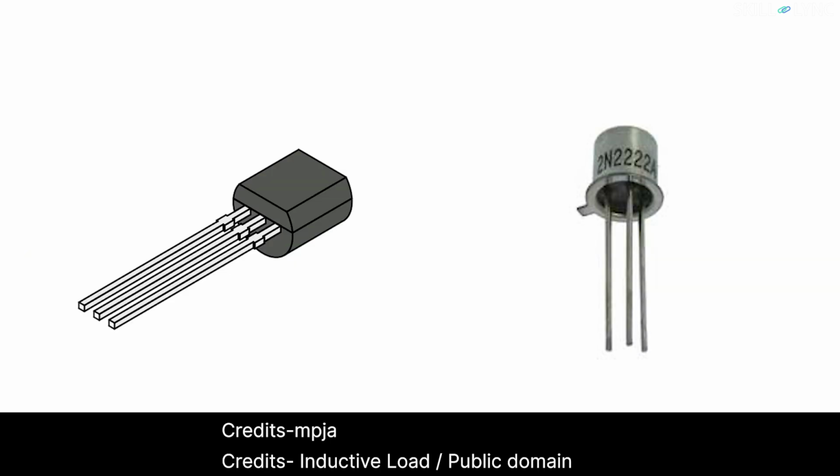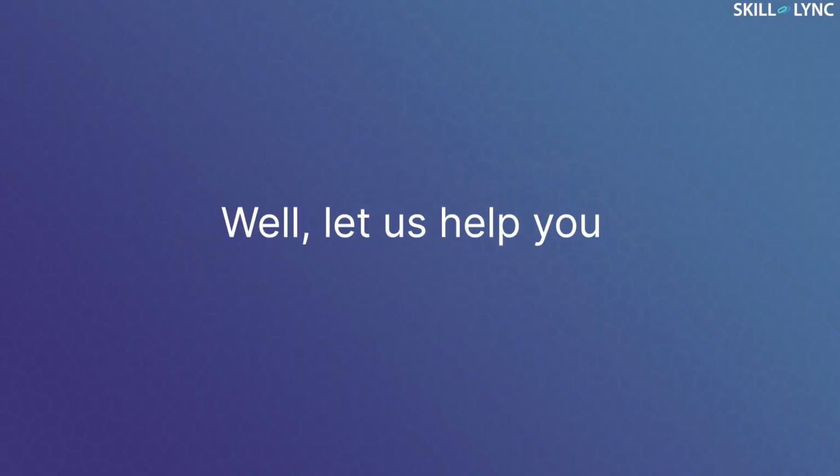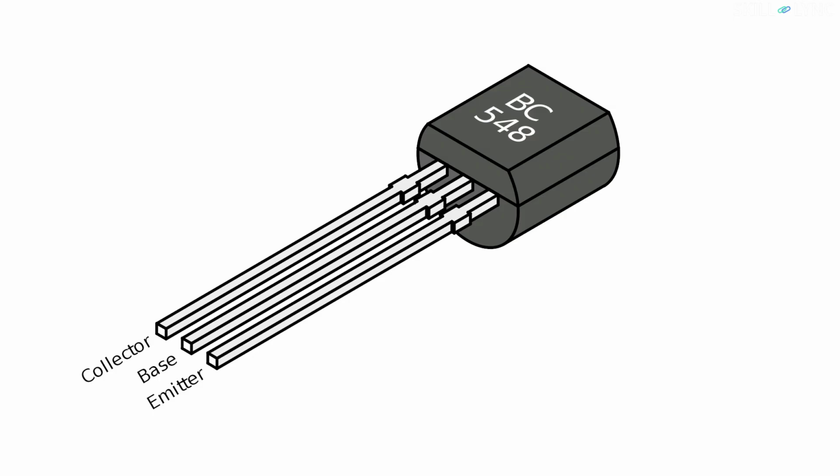Now that we know that the transistor has 3 regions, here are 2 commonly used NPN transistors. Can you identify the emitter, base, and collector in them? Well, let us help you. First, let us take this transistor. Take a look at this region here. Most transistors have one of their side flat-faced and the other side round. Here we have an NPN transistor.